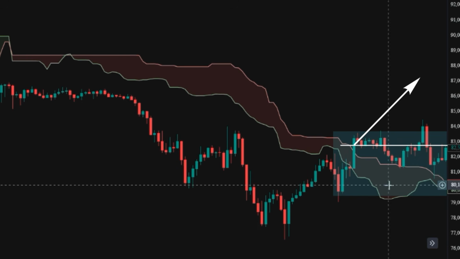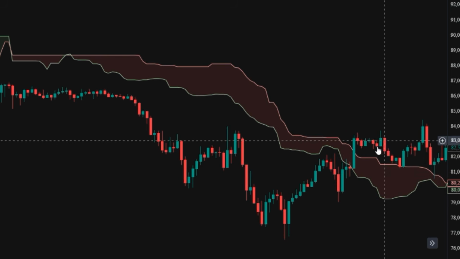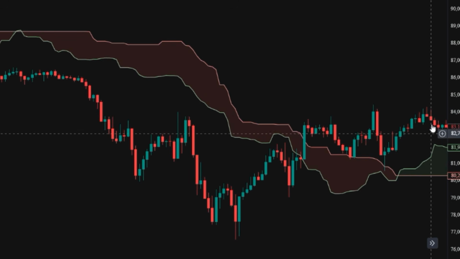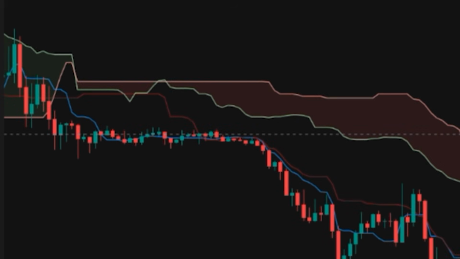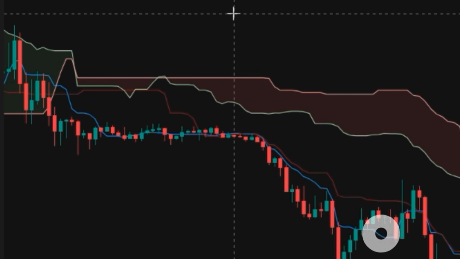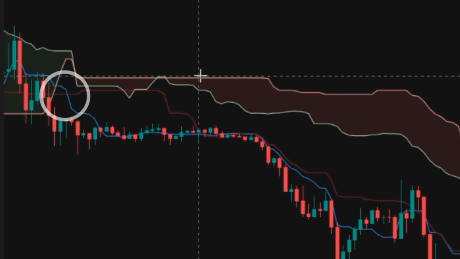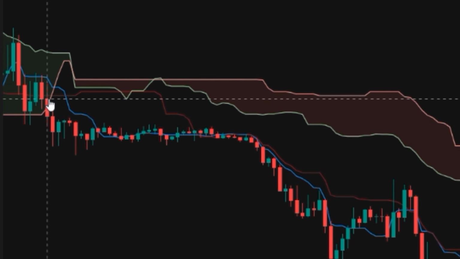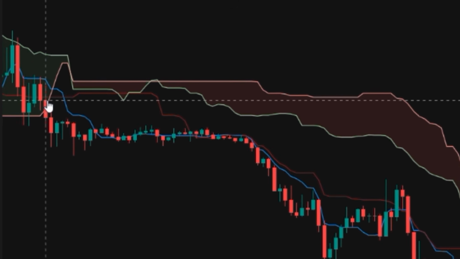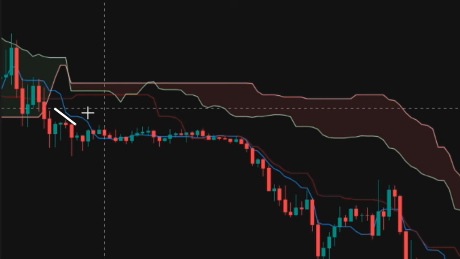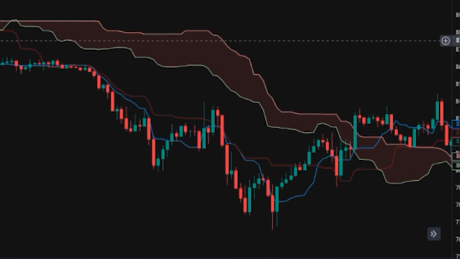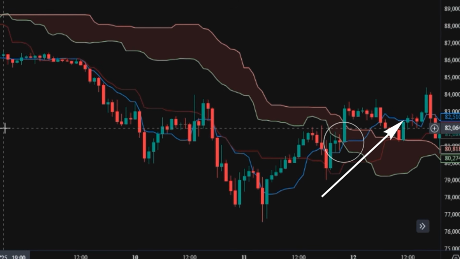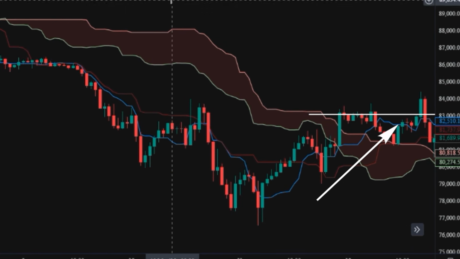So putting our lines back in place, the overall strategy looks like this. We add conversion line and baseline and leave the Kumo Cloud. We look for signals on the two baselines, the blue and red lines. We wait for their crossing. This is a basic signal for us to enter the deal, and we also filter the signal by the cloud. To confirm a down signal, the chart must be below the Kumo Cloud. And to confirm an up signal, such as here, the chart must be above the Kumo Cloud.